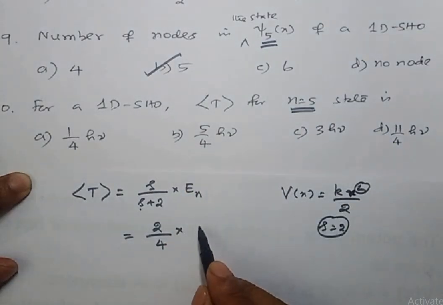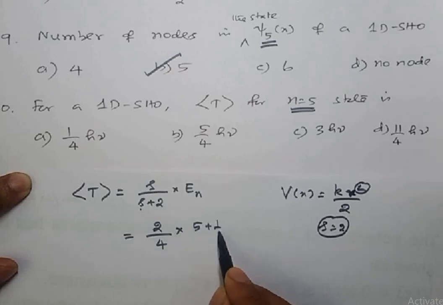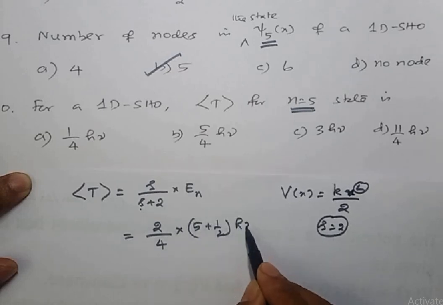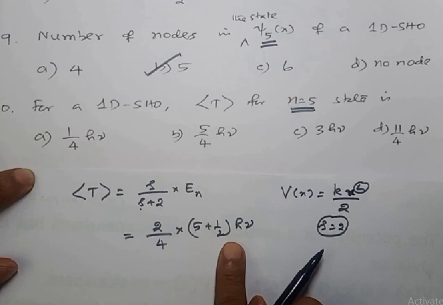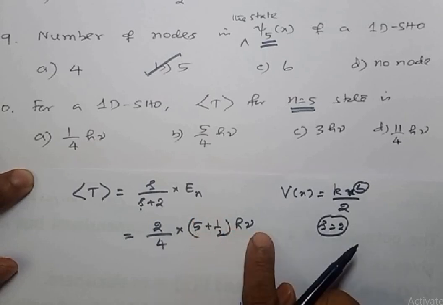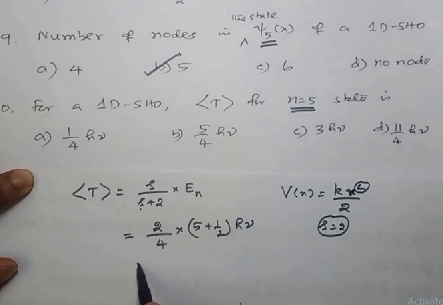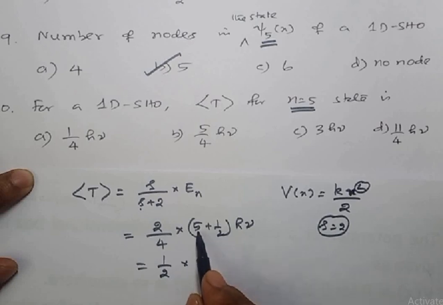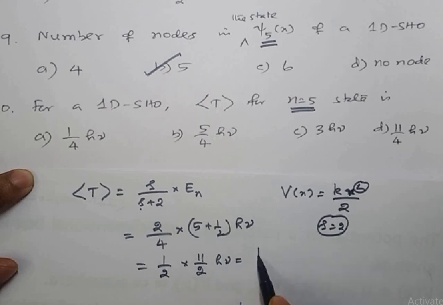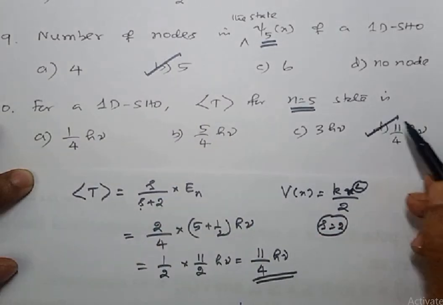For E5, what is the formula? 5 plus half into h nu. Energy formula for nth vibration state is n plus half h nu. Since n is 5 here, put 5 plus half into h nu. So what we get is 2 by 4. If you cancel it, you will get 1 by 2 into 5 2s are 10, 10 plus 1 is 11. So 11 by 4 h nu is the answer. So the correct option for this question is option D.